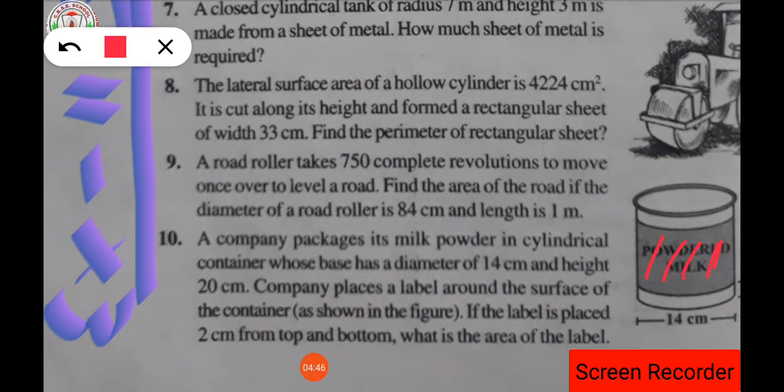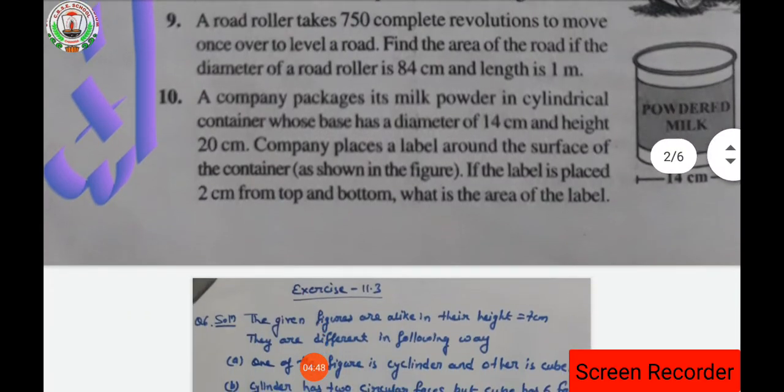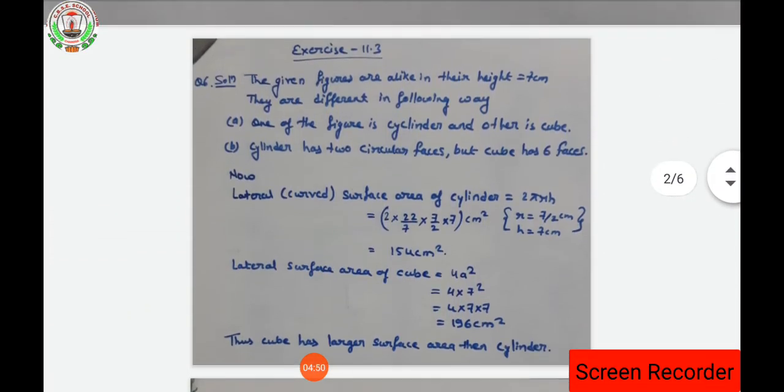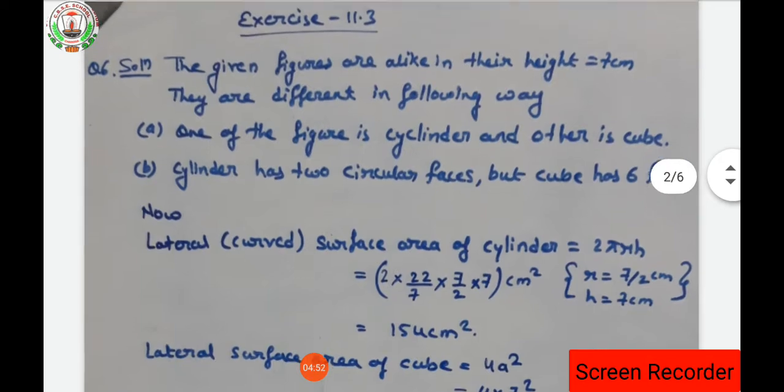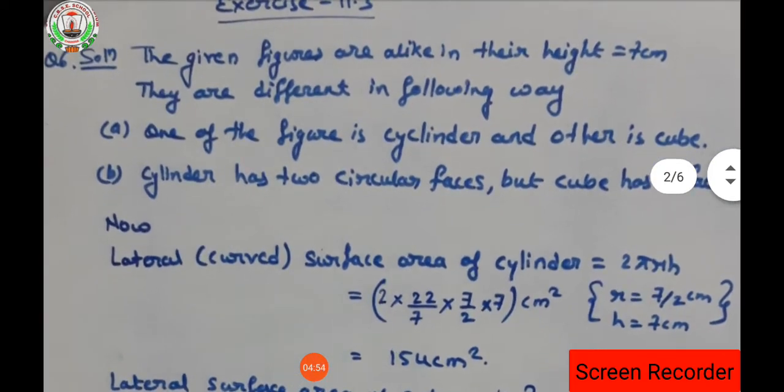So let's see one by one how to solve the questions. Here is question number 6 of exercise 11.3. As I told you, two figures are given, and we have to compare both figures, whether they are the same or different.